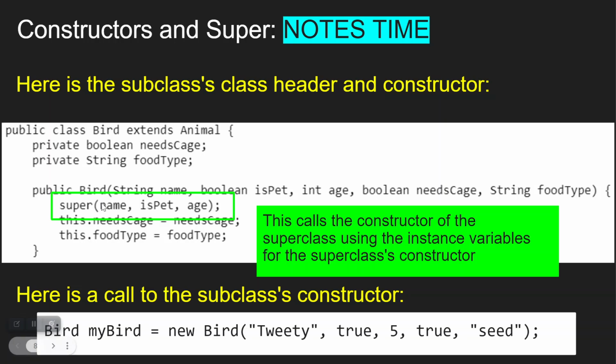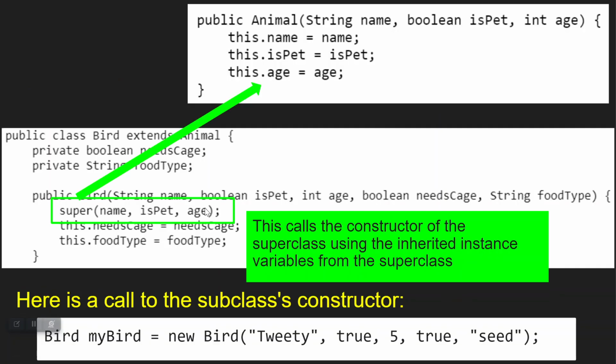And then super, name, is pet, and age. What this does is call the constructor of the superclass using the instance variables for the superclass's constructor. So when the Java compiler gets to this part right here, it goes to the superclass's constructor, public animal, and again, name, is pet, and age matches up with what is expected here. You have to remember that the constructors are not inherited by the subclass, so you have to have this line right here, super, in order to call the superclass's constructor.